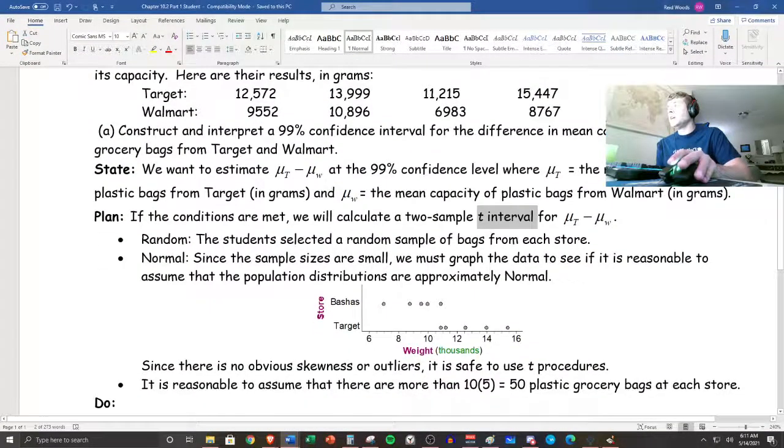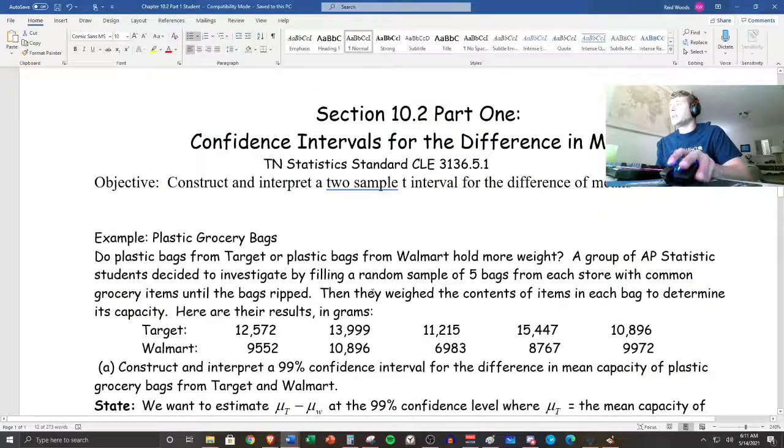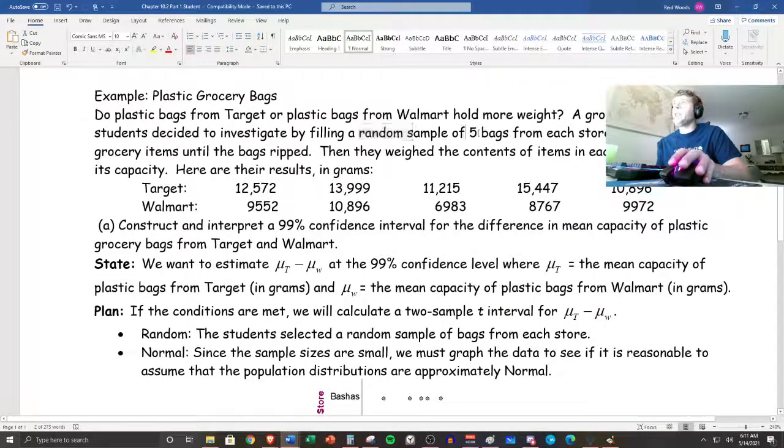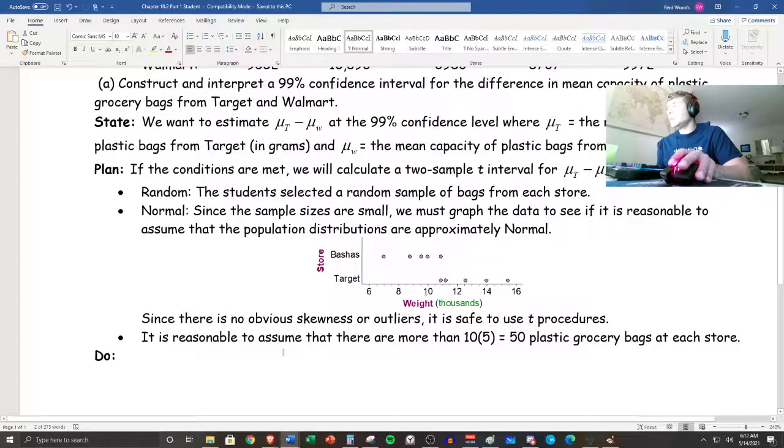So we're on this one now. So let's see what they say. We already have this in here. So it is random. I think it says a random sample, but it's only 5 bags. Independent, yeah, it's reasonable to assume that there's more than 50 plastic grocery bags. Sure, but let's talk about normal. Since the sample sizes are small, we must graph the data to see if it's reasonable to assume the population is approximately normal. Since there's no obvious skewness, which, you know, this example is kind of strange just because, you know, there's not really enough data to put points on there.